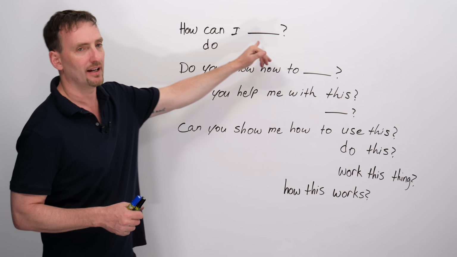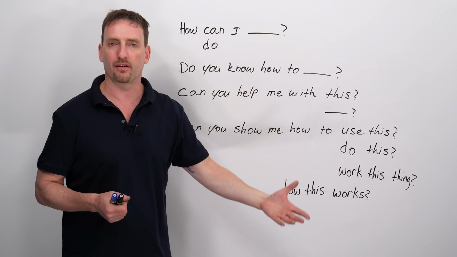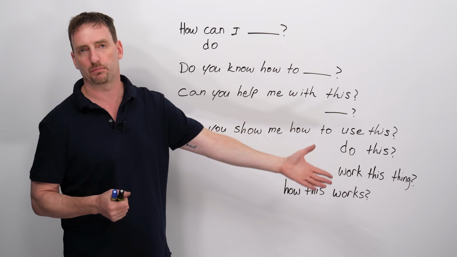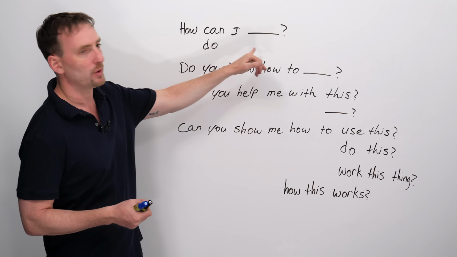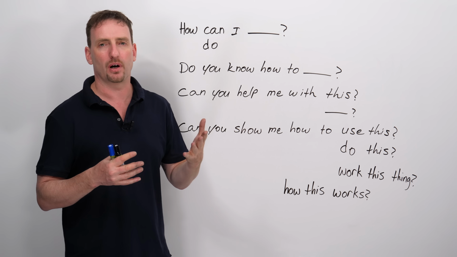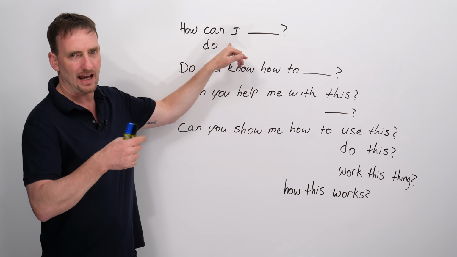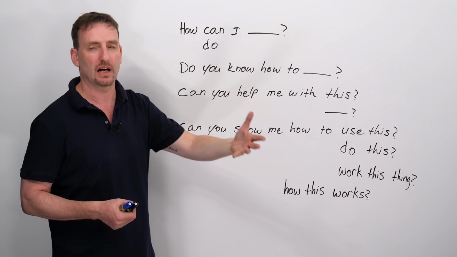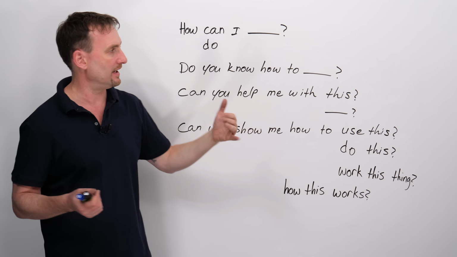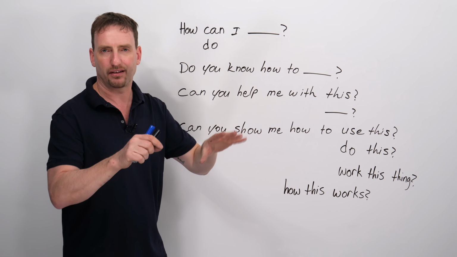So, how can I do whatever you need to do? How can I turn on the computer? How can I print something? How can I use the printer? How do I? How can I? How do I? Essentially means the same thing. How can I? Like, how will I be able to? How do I? Or how do you do this? Same idea. How do I do this? Same idea.